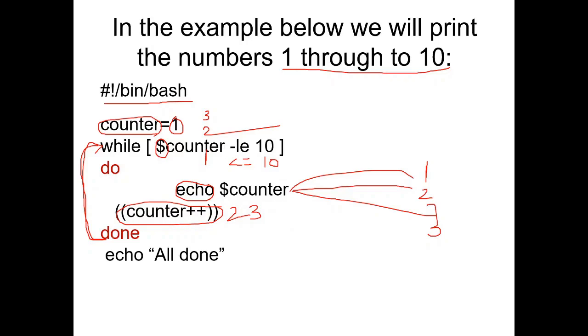So it goes on printing this way as long as the condition is true. The condition becomes false when the value is 11. So when the counter variable value becomes 11, the condition is false and it is going to print on the screen all done.